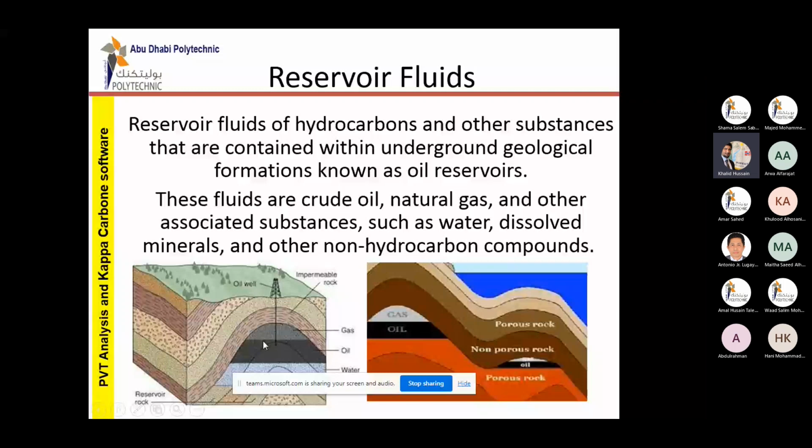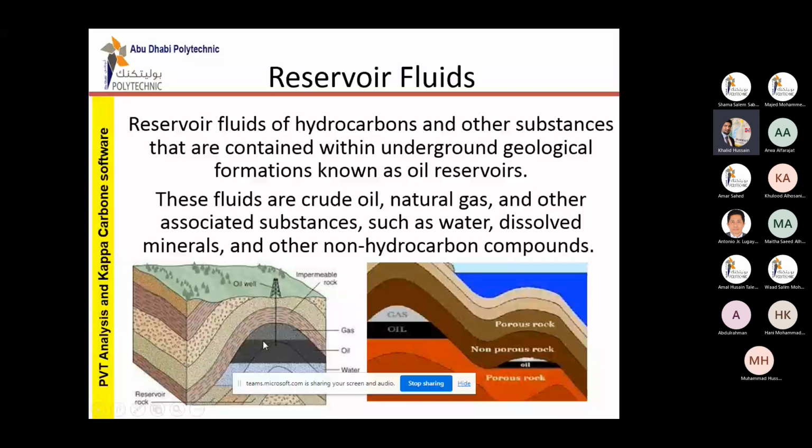And you can see the oil can travel through porous rock, and it means this area is not a bubble. There's a rock there. There's porous rock in the reservoir. So we are interested to know what is the density of reservoir fluid at reservoir temperature and pressure. What will be the viscosity of reservoir fluid at reservoir temperature and pressure?